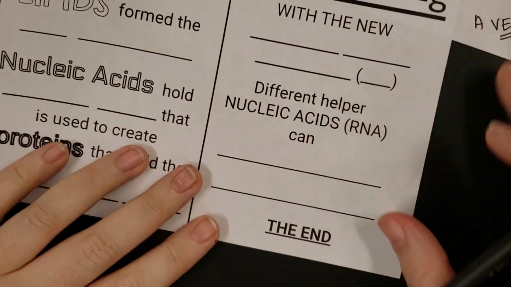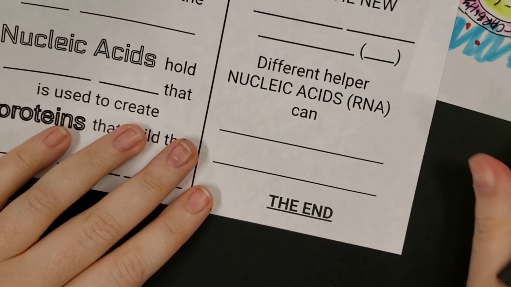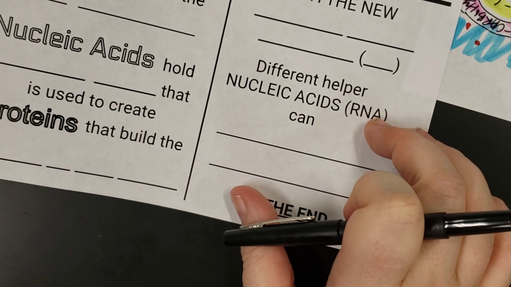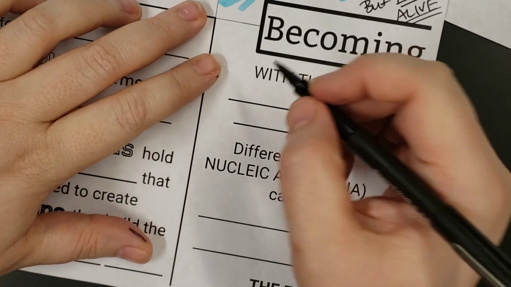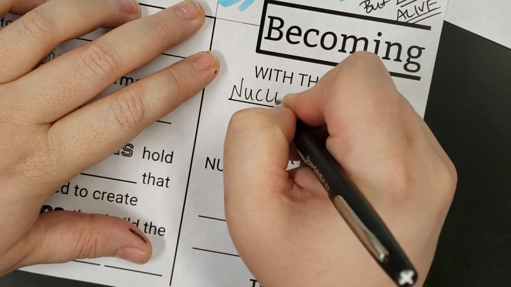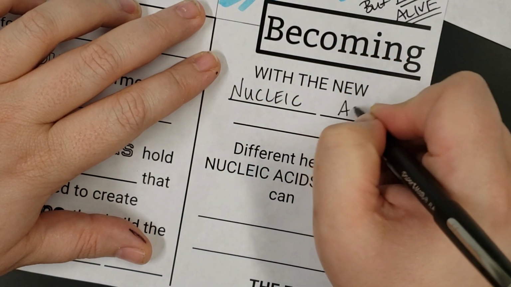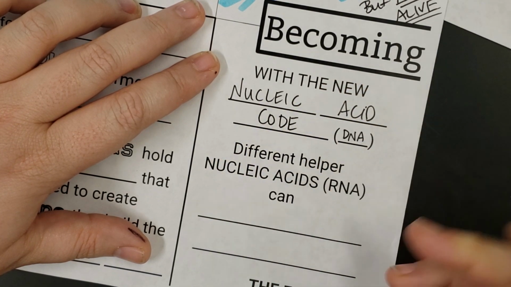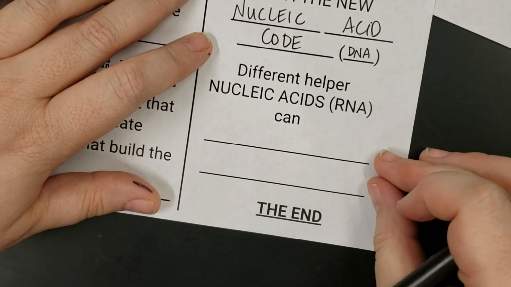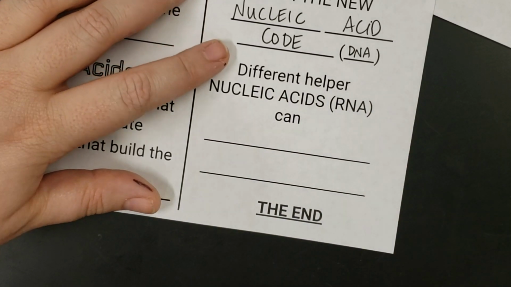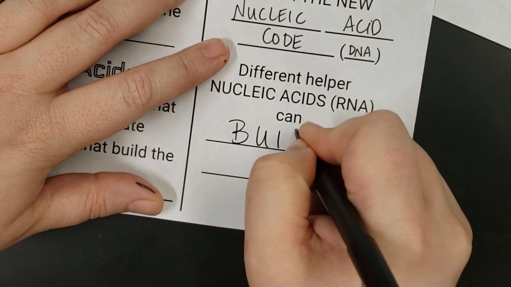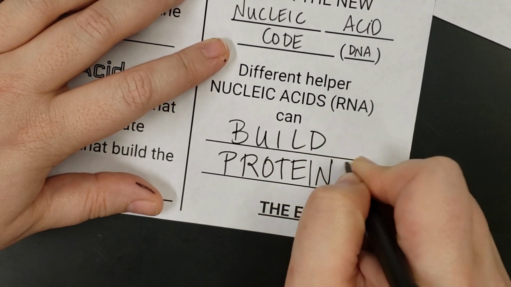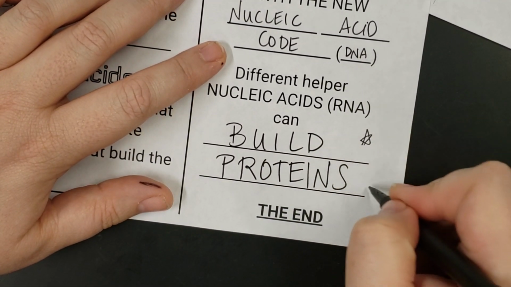Here, we're going to fill in the new nucleic acid code, which is DNA. Different nucleic acids, and these are helper nucleic acids that we call RNA. They can do their job, which is to build proteins. And you need to write this really, really big because this is extremely important. So let's put some stars next to it.